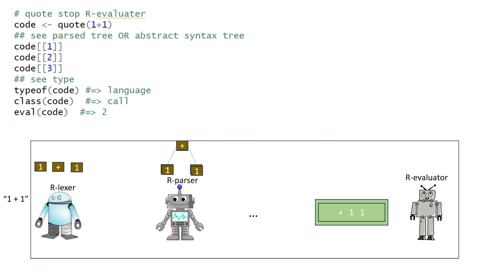Okay. So if I pass the tree, it is just like a vector. Okay. And at index 1 there is a plus operator, at index 2 there is the first argument, which is 1, and the third argument is also 1. So likewise you can see the abstract syntax tree of any code.